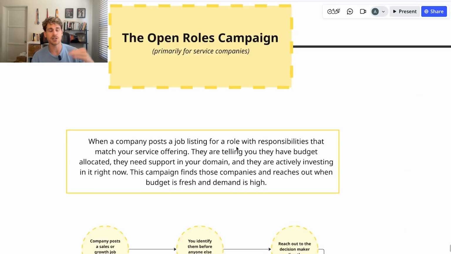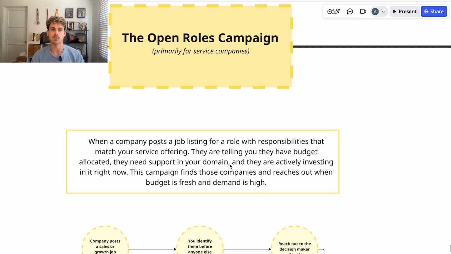When a company posts a job listing for a role with responsibilities that match your service offering, they are telling you that they have budget allocated, that they need support in your domain, and that they are actively investing in it right now. This campaign finds those companies and reaches out when budget is fresh and demand is high. I will say these types of campaigns are a little bit more complex to build out.